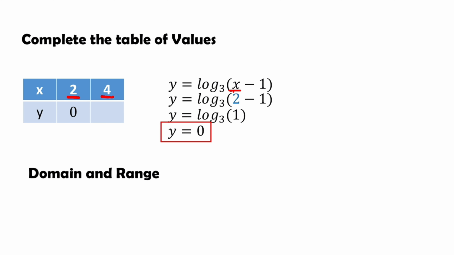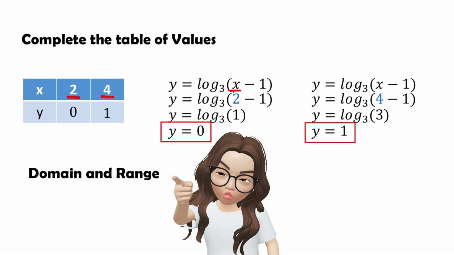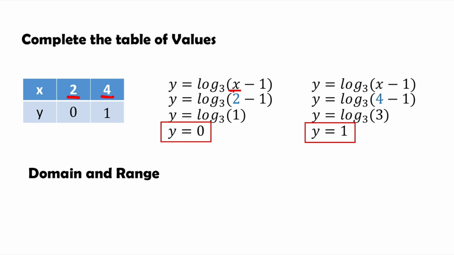Next, let's go back to the given and try substituting 4. So it will become y is equal to the logarithm of 4 minus 1 with the base 3. Then solve for y. y now is equal to the logarithm of 3 with the base 3. Remember that the logarithm of 3 with the base 3 will be equal to 1. And that is our y. 1 will be the value of y if we use 4 as the value of x. Remember that you could always locate or solve for more coordinates than this.